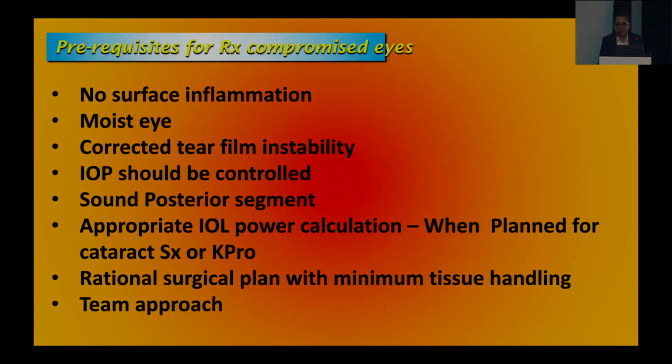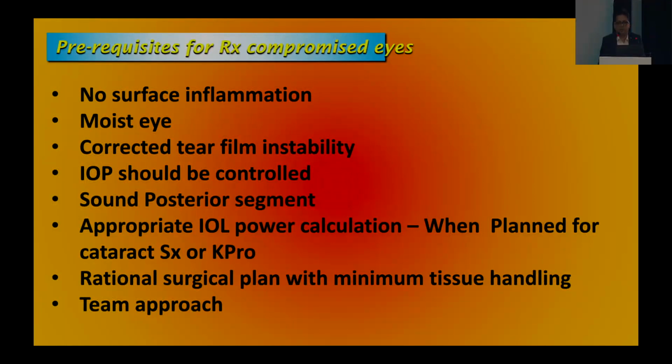Specifically, Chitra madam was telling, if you are dealing with a dry eye patient and you do the K1, K2 reading, you may land up with an erroneous result. So you have to correct the tear film instability first, then do the refractive error, and plan a rational surgical approach with minimal tissue handling, and a team approach is always better.